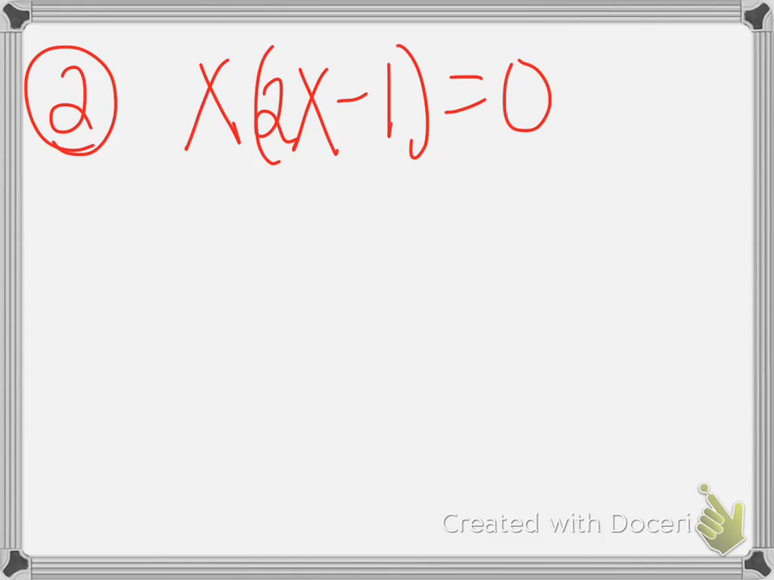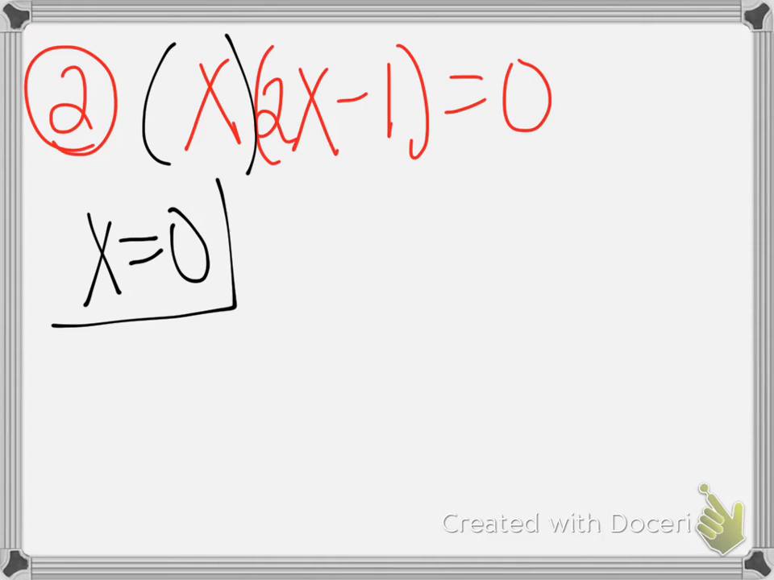This next one, once again, is in factored form. Now sometimes it's confusing like this because that first one doesn't have parentheses, but really you could think of it as having parentheses. And in the end, it just means x equals 0. So this one's already solved for us.